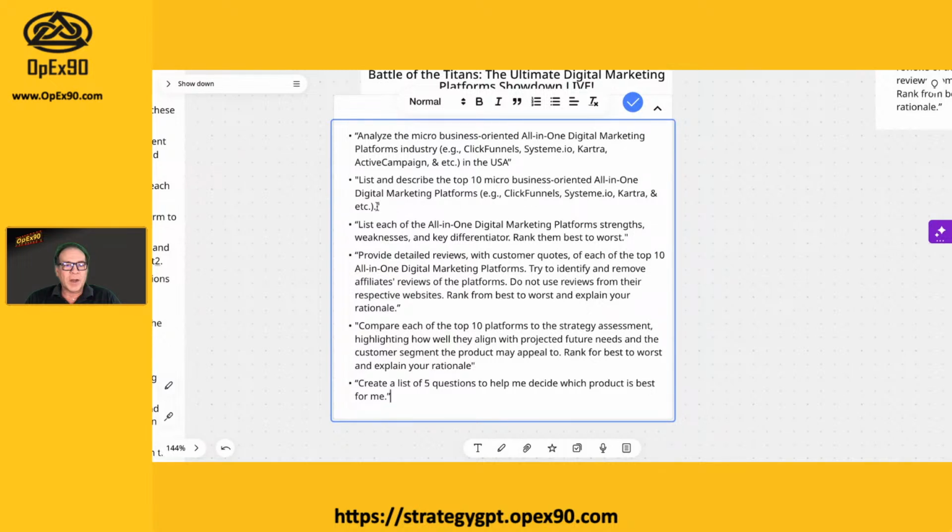So here we're going to see what these large language models think. The first thing I'm going to do is put this into Perplexity, and I have Perplexity Pro, and let's see what it comes up with for the top 10 micro business oriented, right? There might be some confusion there. I don't know how this is going to turn out. So let's copy this, and then let me open up and share Perplexity with you.